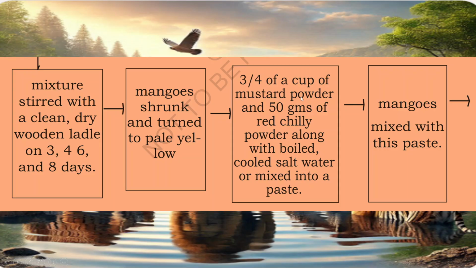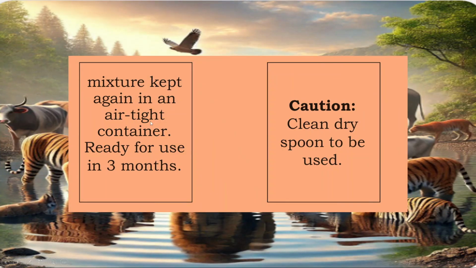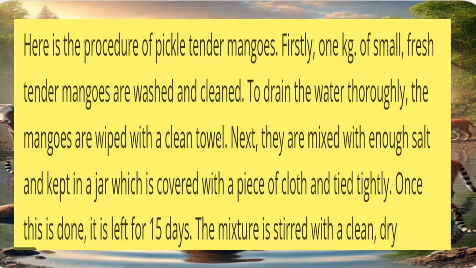3/4 of a cup of mustard powder and 50 grams of red chili powder along with boiled, cooled salt water are mixed into a paste. Mangoes mixed with this paste mixture kept again in an airtight container ready for use in 3 months. Caution, clean dry spoon to be used. Note, you may use the following expressions to make your description precise. First, next, once this is done, then, finally. They are giving you the hints. How can you make the sentences and use these words while writing this in a paragraph.